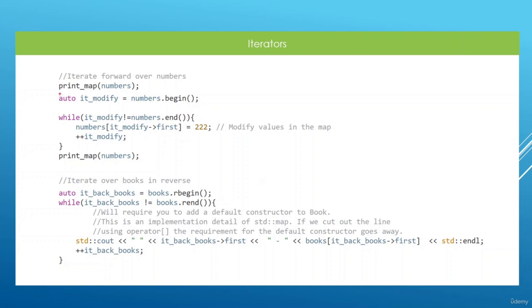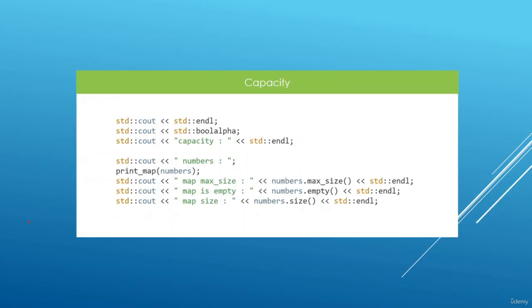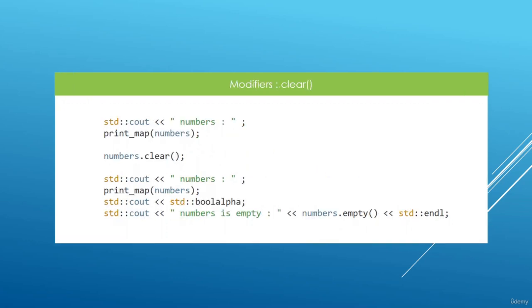We have a bunch of iterators we can use with std::map. We have forward iterators, and we can use them to loop through our container. We have reverse iterators, and we can use them to loop through our container. We also have a bunch of capacity methods we can use to query for the size. We can check and see if our collection is empty. We can also get the maximum size. You already know these things. We can modify our collection. For example, we can clear and see that it has become empty right here.